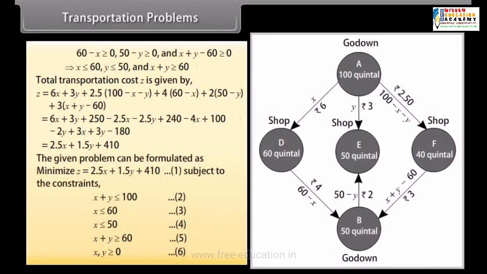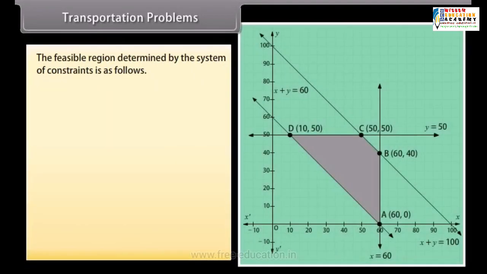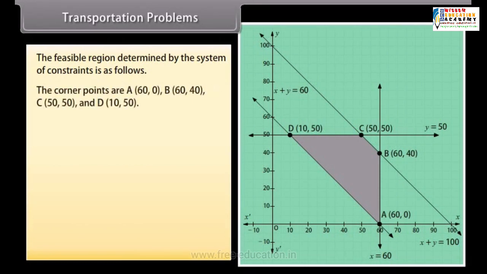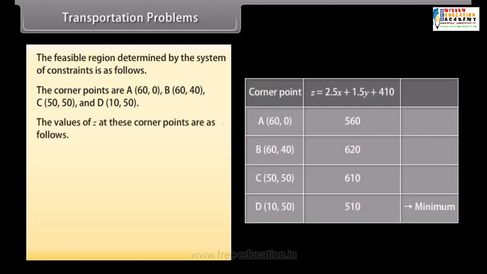The given problem can be formulated as: minimize Z equals 2.5x plus 1.5y plus 410. Mark it as equation 1. Subject to the constraints. The feasible region determined by the system of constraints is as follows. The corner points are A (60, 0), B (60, 40), C (50, 50) and D (10, 50). The values of Z at these corner points are as follows. The minimum value of Z is 510 at (10, 50).